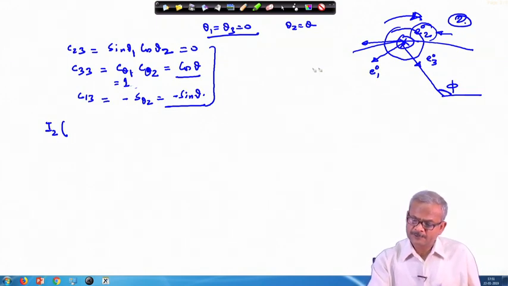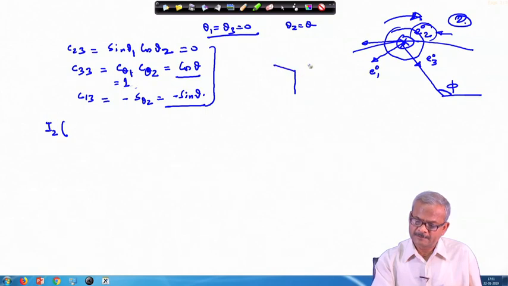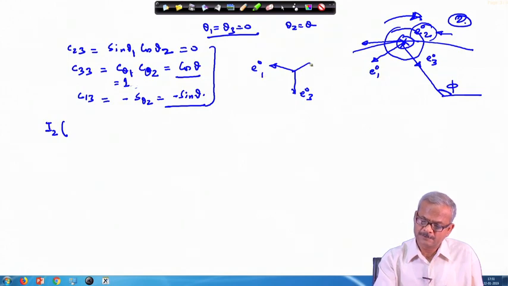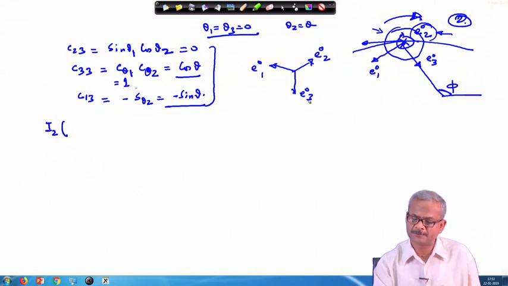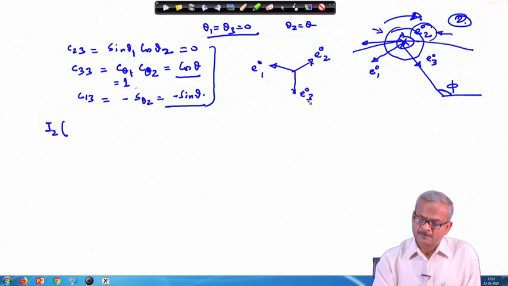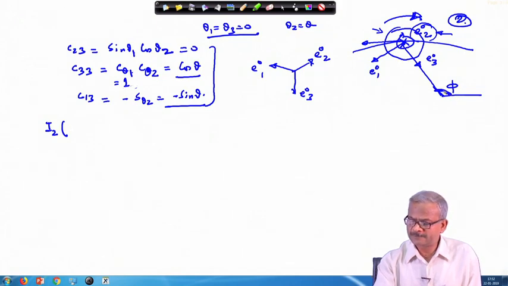I am drawing the figure here separately. This is EO3, EO1 and this is EO2, which is going into the paper in this place. Now, if we look at this motion, it is in this particular phi. The changes which are taking place for this phi, we will write as phi dot.